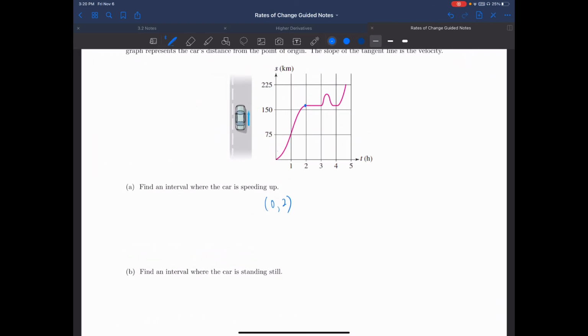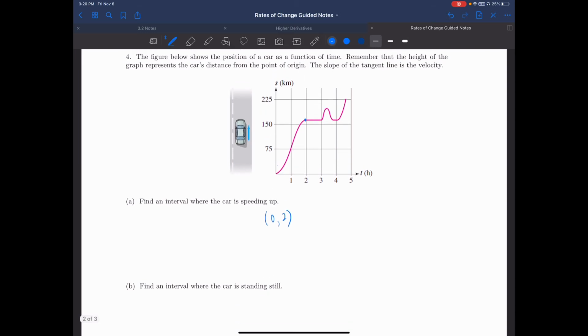Okay, so find an interval where the car is standing still. These questions, you get used to them as you do a lot of them. The car is standing still when the rate is 0, and when the rate is 0, we have tangent lines with slopes of 0. So anywhere you see a flat section in this graph, this is where the car is standing still. In this section here, from 2 to 3 would be an interval where the car is standing still. And there's another one right around here, anywhere we have tangent lines with a slope of 0.